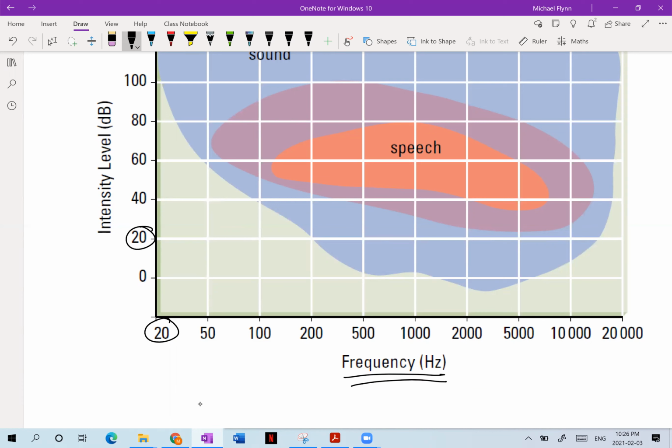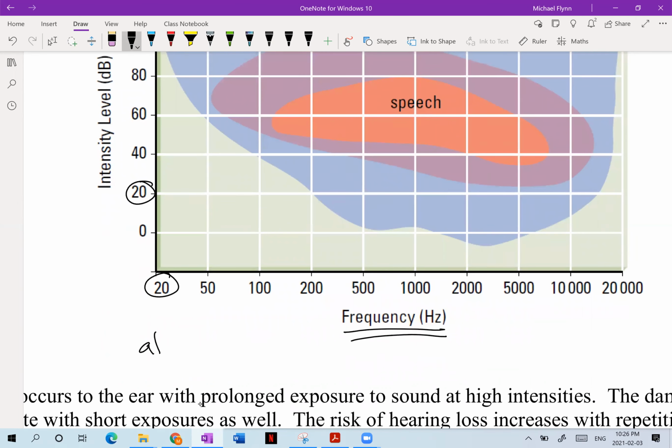In fact, I have to go all the way up to here where the blue patch starts before I can hear the sound. So what it's saying is at 20 hertz, you would have to turn it up to 100 decibels minimum, not 160, but 100 decibels minimum to hear the sound.